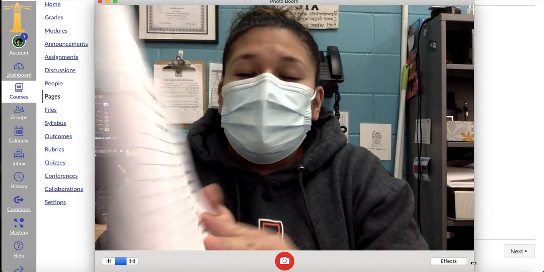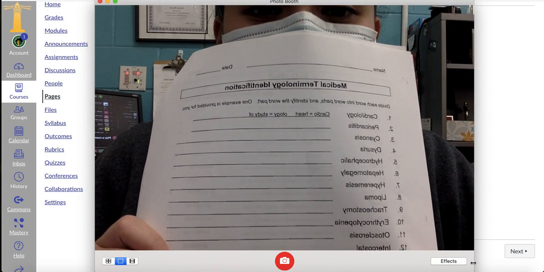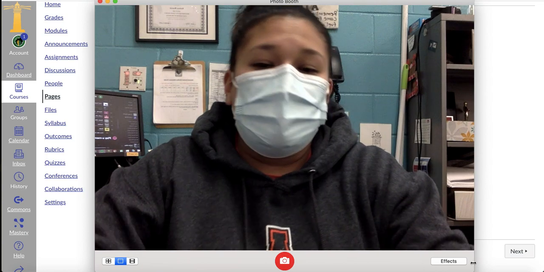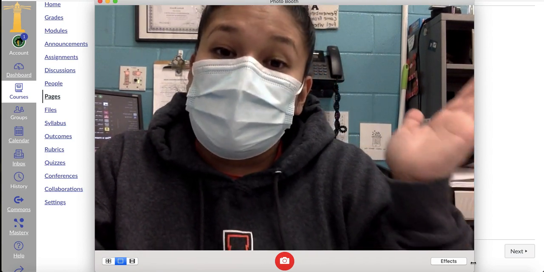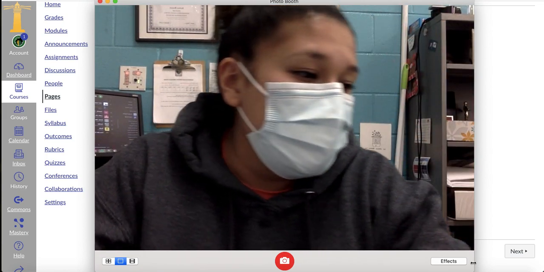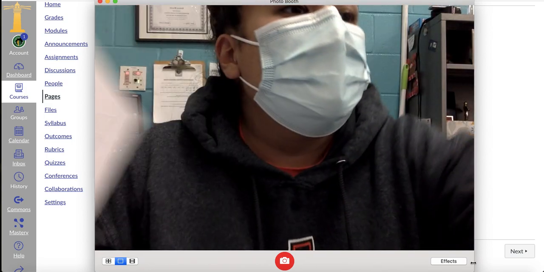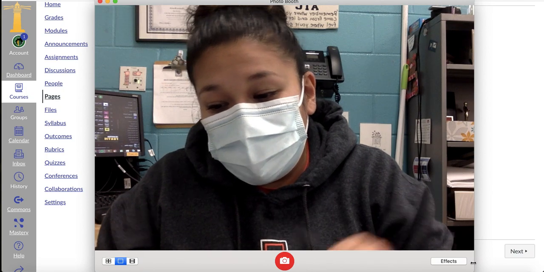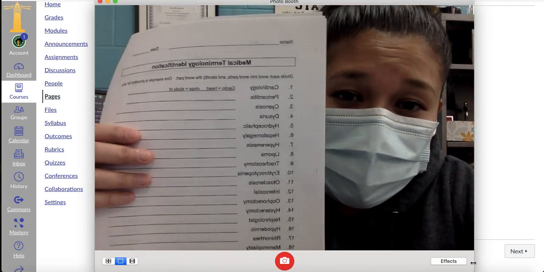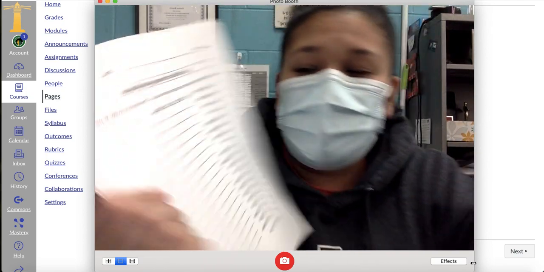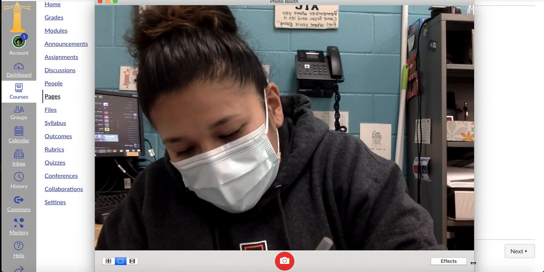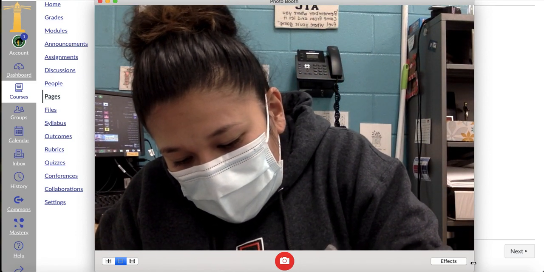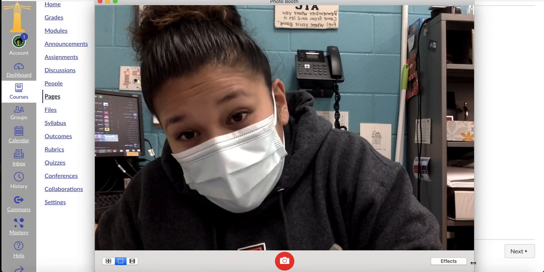Okay, this is medical terminology identification. They have an example for number 1 already shown. So it shows cardi/ology. Cardio meaning heart, ology meaning the study of. What you would have to do is you would need to go through all of these and find the word root. So for example, the second one, the word root is cardi. Now this is what makes it so difficult.